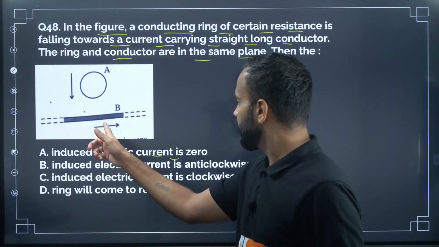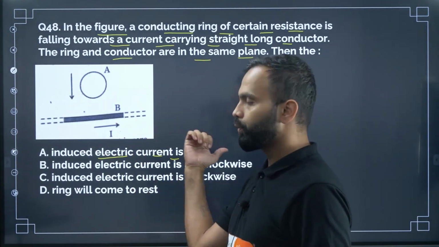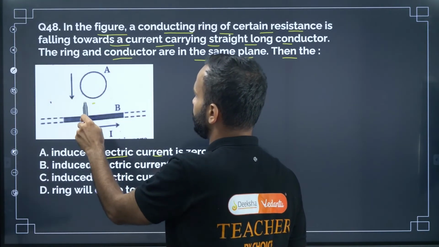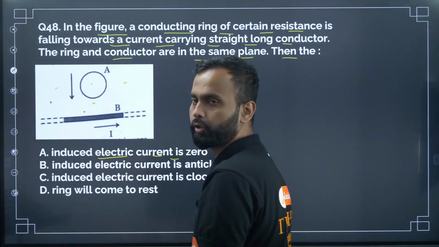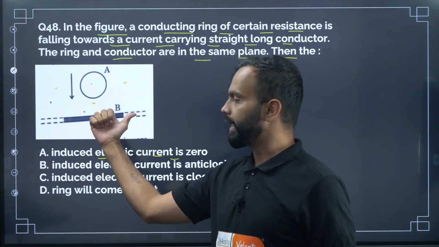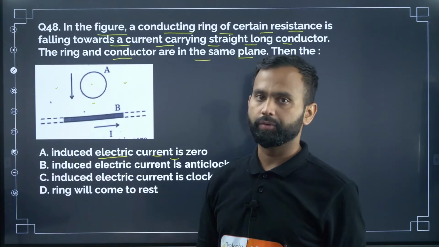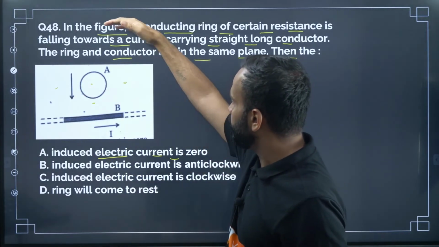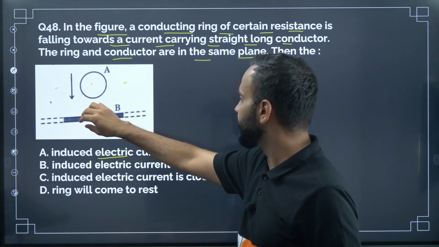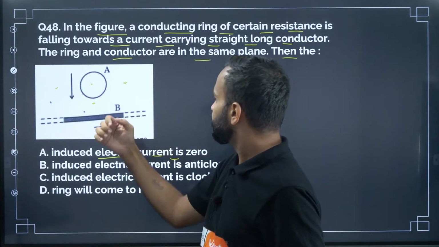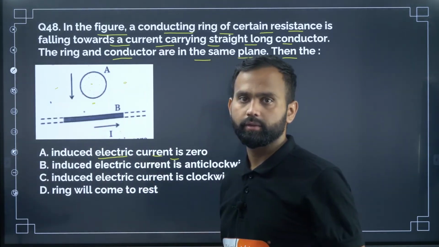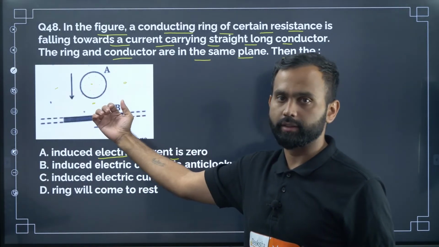Okay, let's see. This is the direction of the current, right? That is towards right. So what is the direction of the magnetic field at this point, or at this point, or at this point? The direction of the magnetic field is outward from the plane, right? Applied right hand thumb rule. Here the ring is falling towards the current carrying conductor, right? So the magnetic flux passing through this ring or this coil increases, isn't it? Magnetic flux passing through this coil increases.